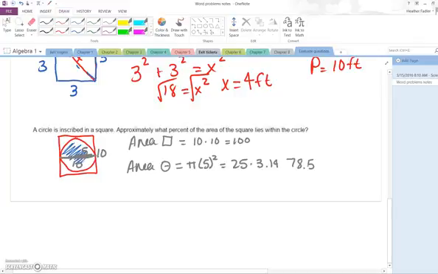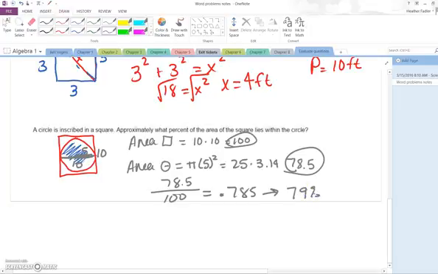So, approximately what percent of the area of the square lies within the circle? So this is the area of the circle. This is the area of the square. So, 78.5 divided by 100 will give me 0.785, which if I convert that to a percent, it's about 79%.